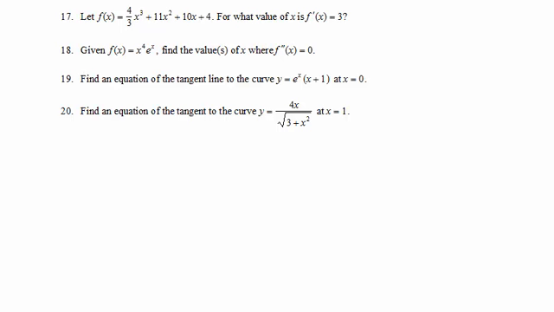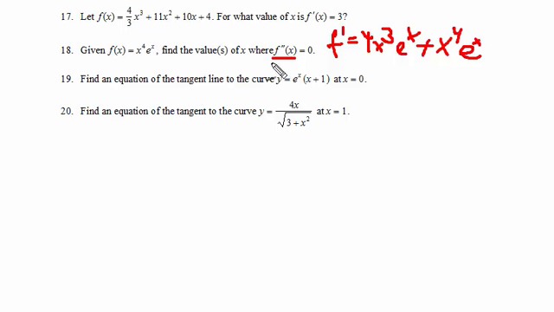Okay, what's 18? 18 is another product rule. Okay, find the value of x where the second prime of x equals 0. So let's find the prime first. F prime would be the prime of the first factor, which is 4x cubed, times the second factor, plus the first factor, which is x to the 4th, times the prime of the second factor. Prime of e to the x is e to the x.